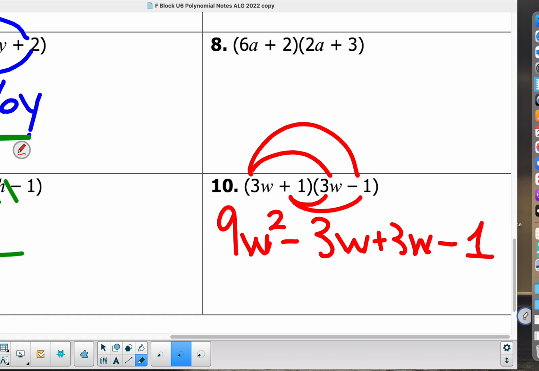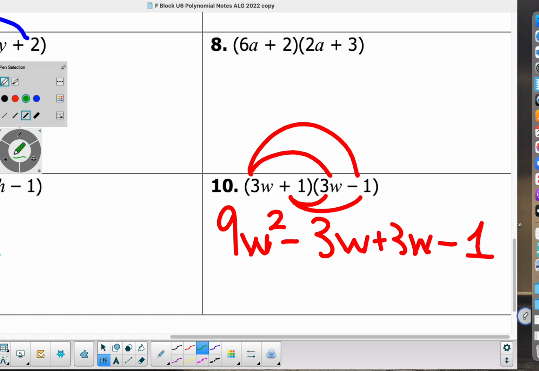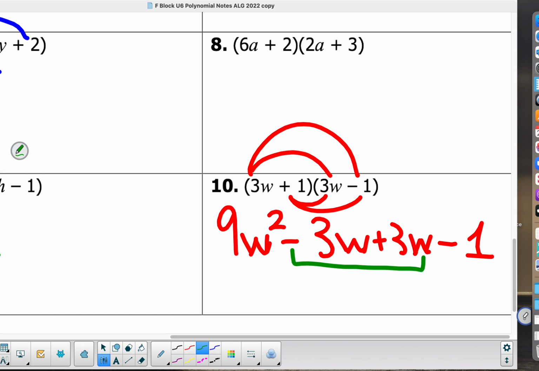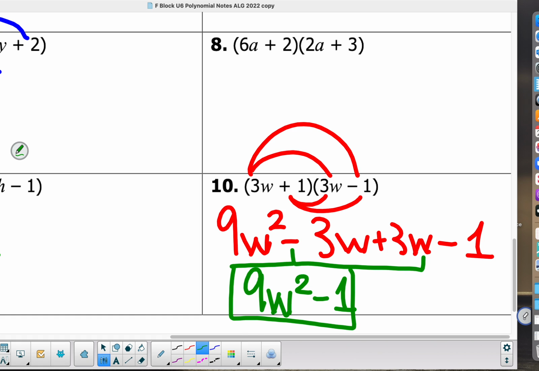So notice what happens to the like terms in this expression. Notice that the like terms in this expression are additive inverses. So they're going to zero out of the problem, and I'm only going to be left with 9w squared and a negative 1. So in this particular case, the terms in the middle, the like terms, are additive inverses, and they zero out of the problem. And I think that may be all that I want to do on this video.